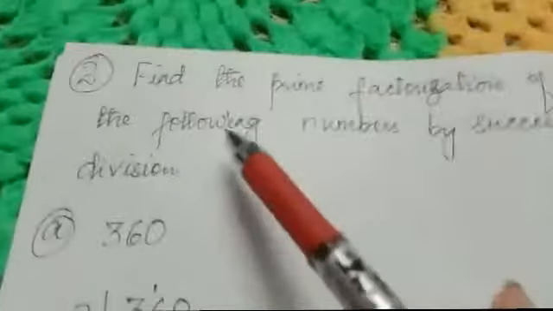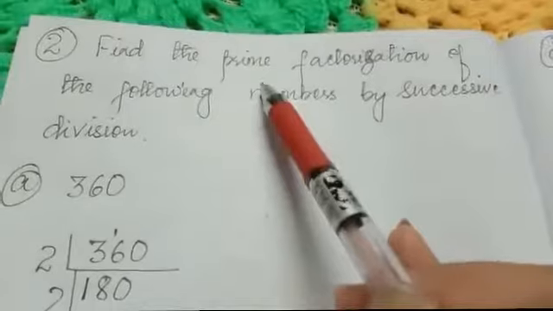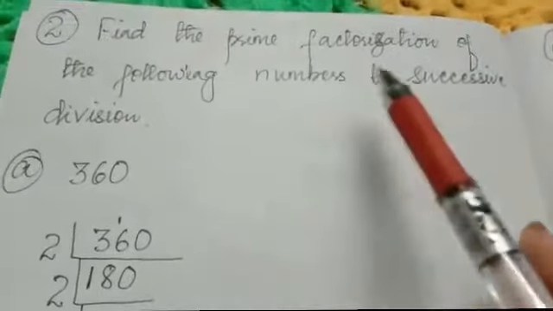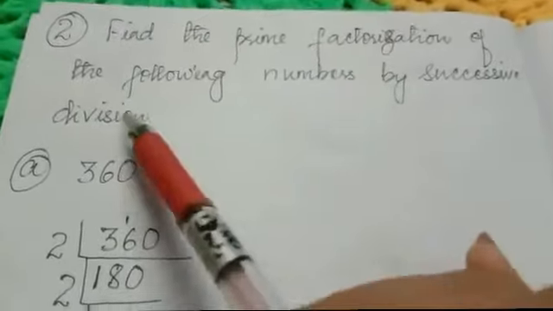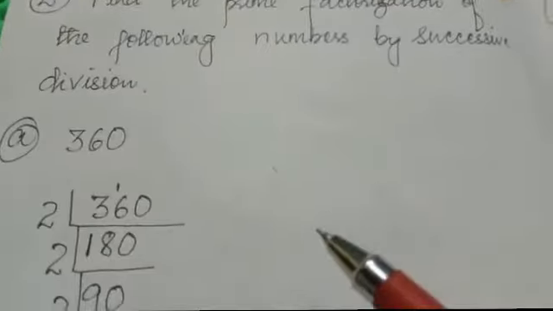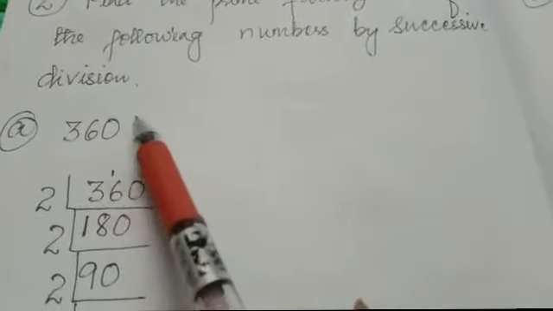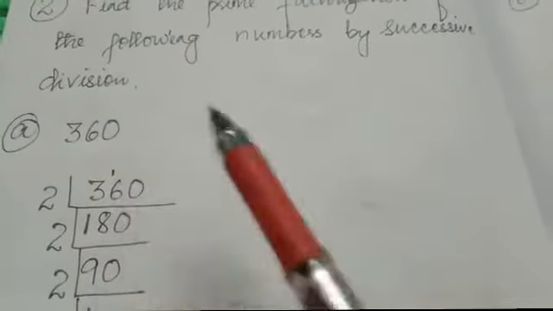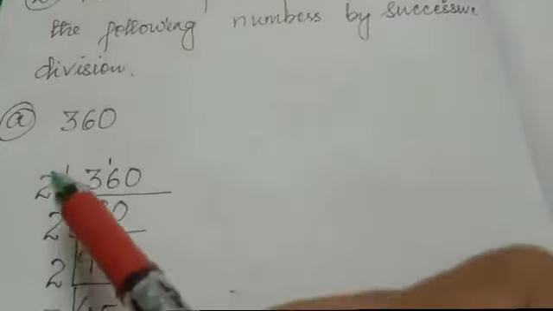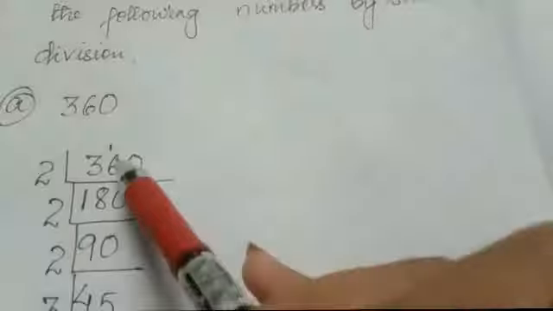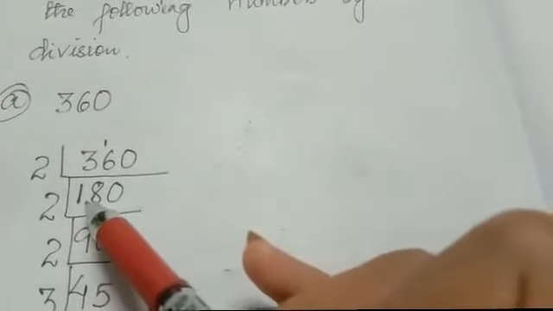Now next, again you have to find the prime factorization of the following number, but here the process is successive division. You have to divide and find the factors. So 360. See, this is an even number. It can be divisible by 2. We'll start from 2. 2 1s are 2. Carry 1. 2 8s are 16.